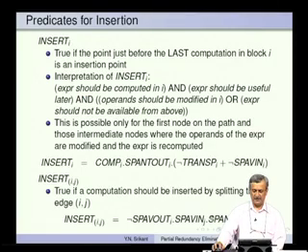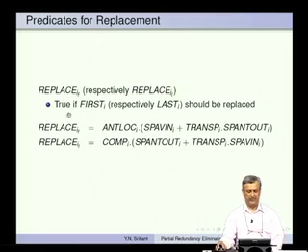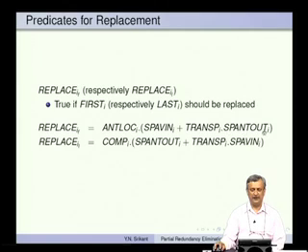So, that is what these three really mean. So, when is a replacement to be done? Replacement of first and replacement of last, IF and IL. It is true if the first, respectively last, computation should be replaced. So, replace IF is antloc I, plus PAVIN I, plus transp I dot PAVOUT I.